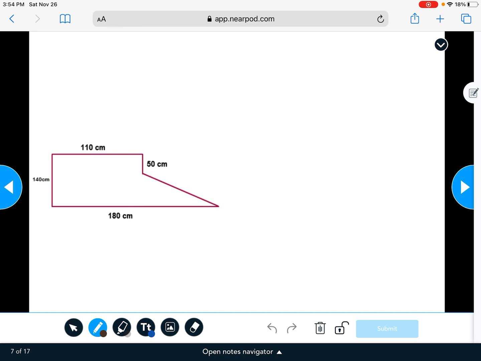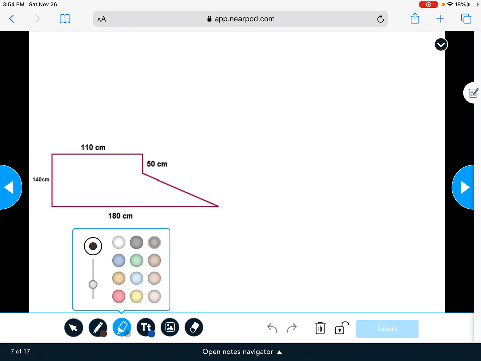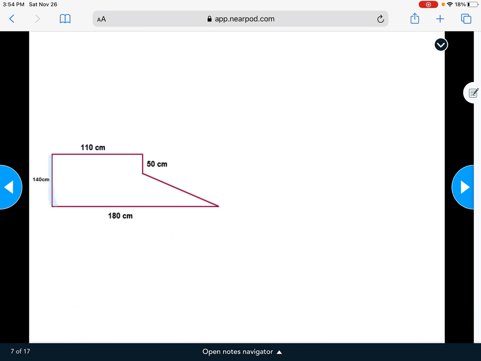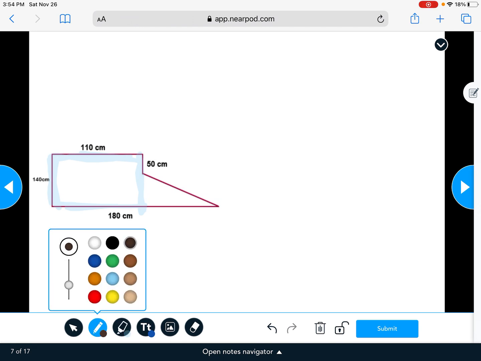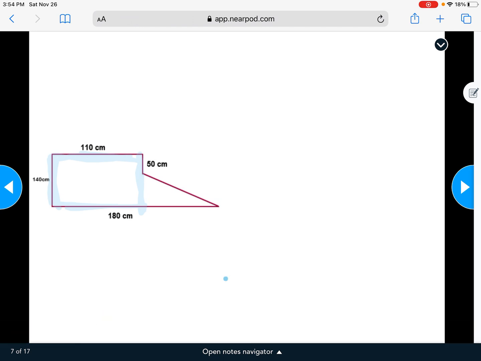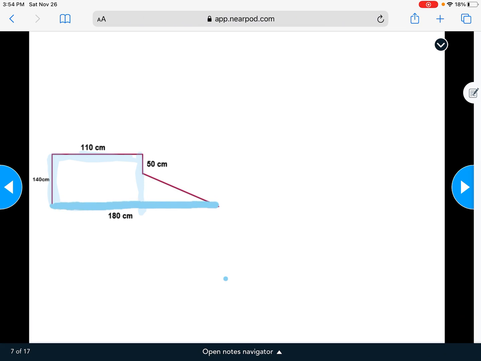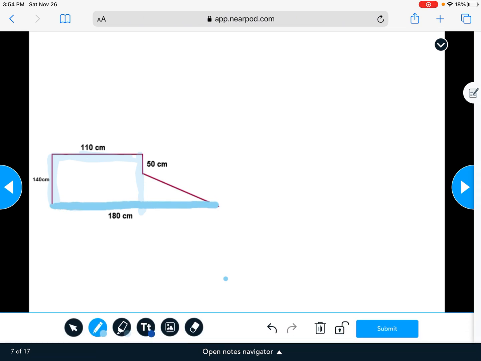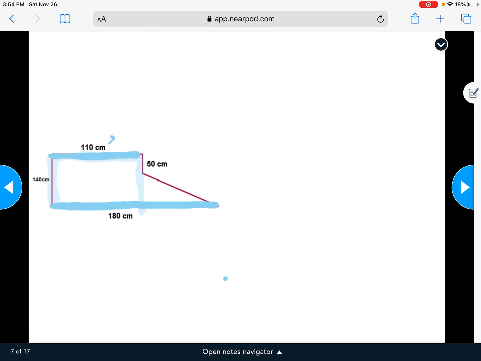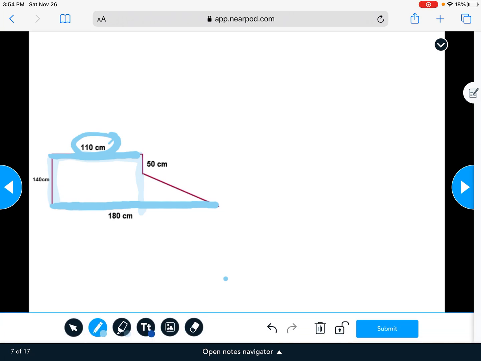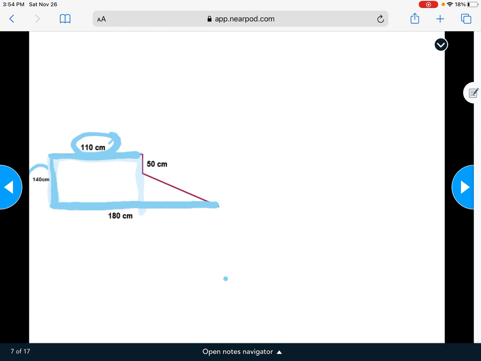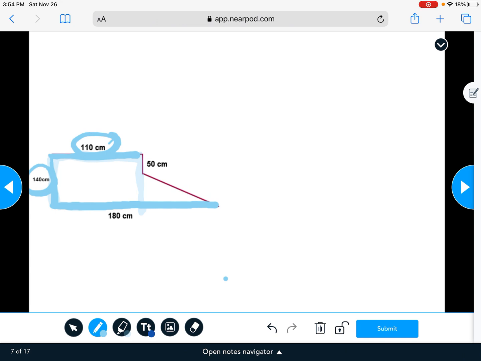All right, here's another good tricky one. So let's take a look at the rectangle. I'm going to highlight the rectangle here. And I have quite a few different measurements that I'm looking at and trying to figure out what to use. So this 180 represents that entire length. So that's not the base of the rectangle. This 110 represents one side of the rectangle, and this 140 would represent the other.